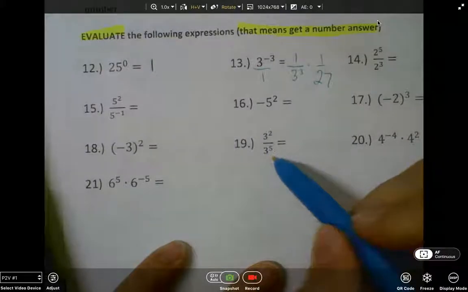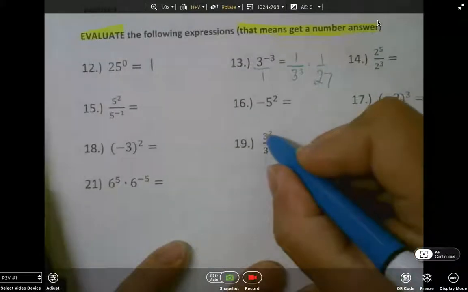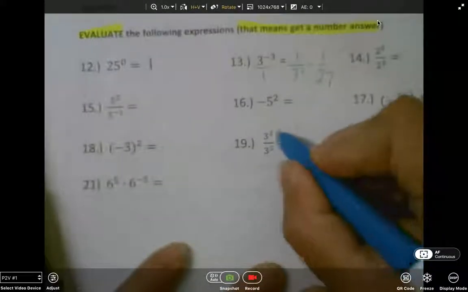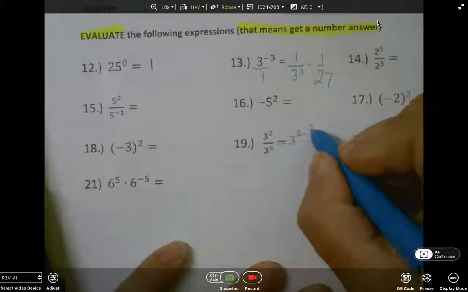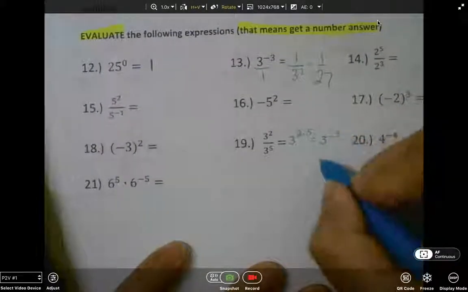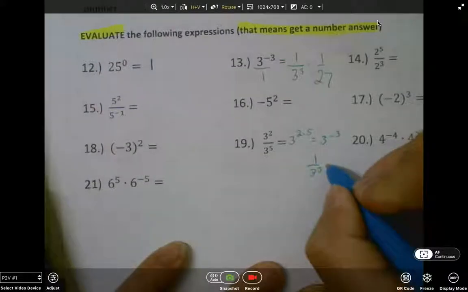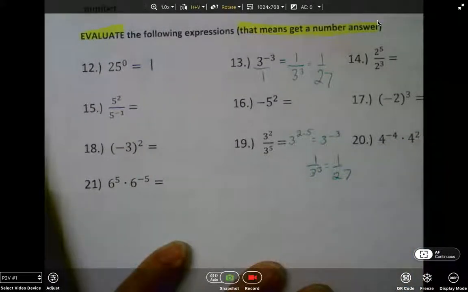Just going to skip right to 19 because it's the same question, really, because when it's quotient rule, you subtract. So 3 to the 2 minus 5 is 3 to the -3, which again is 1 over 3 to the 3, which is 1 over 27.